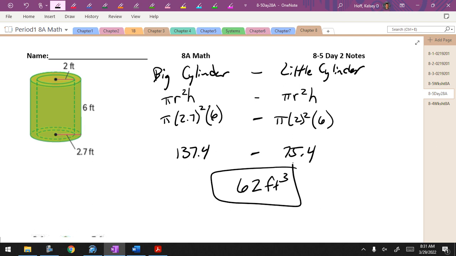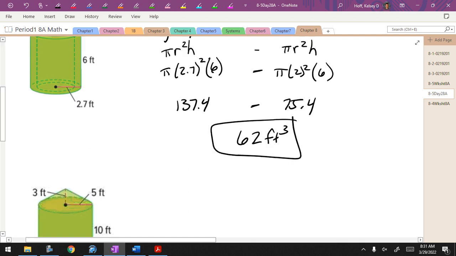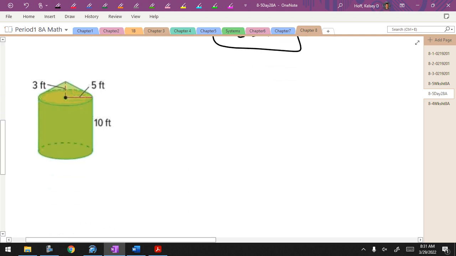Okay, cylinders are pretty straightforward. So to the next one. What shapes do you have? You have a cone and a cylinder. Am I going to add them or subtract them? Add them. You only subtract if it's scooped out. Very good. So cone plus my cylinder.